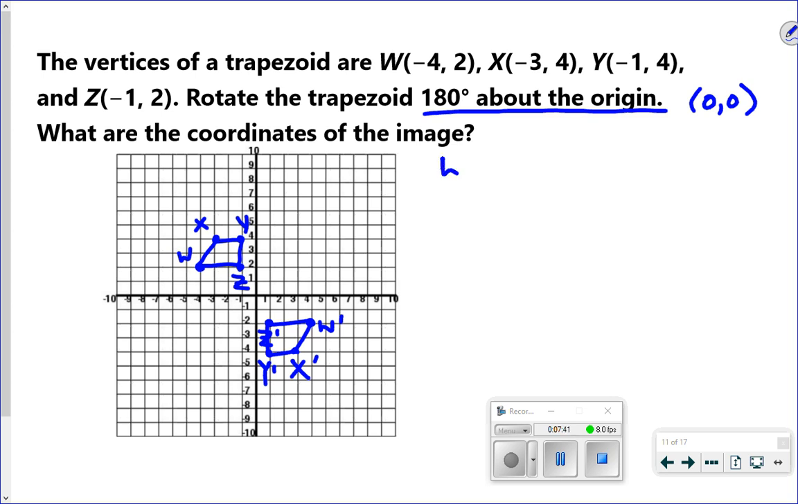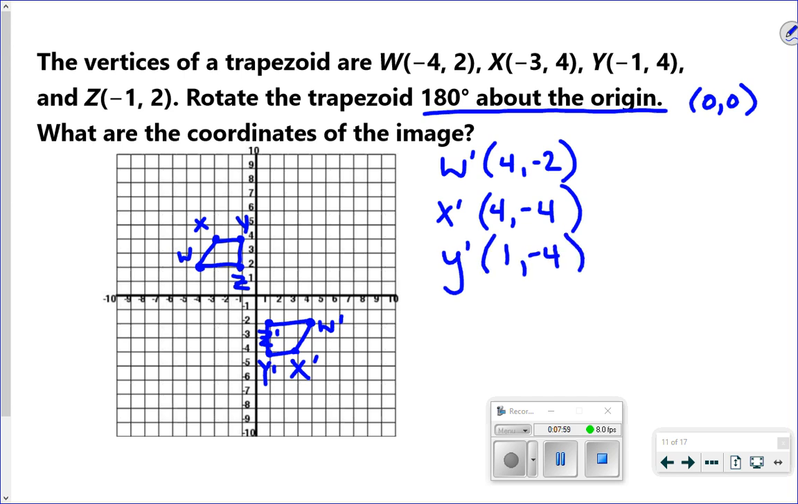So I'm going to start with the copy of W. That looks like that's now at 4, -2. The copy of X is at 4, -4. The copy of Y is at 1, -4, and the copy of Z is at 1, -2.